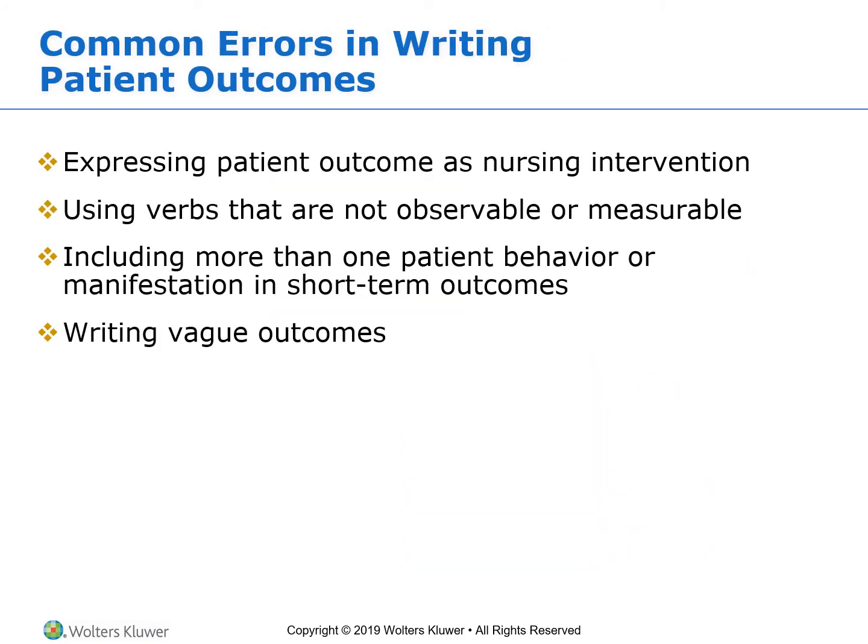So common errors: expressing the patient outcome as a nursing intervention, using verbs that are not observable or measurable, including more than one patient behavior or manifestation in a short-term outcome, and writing vague outcomes.